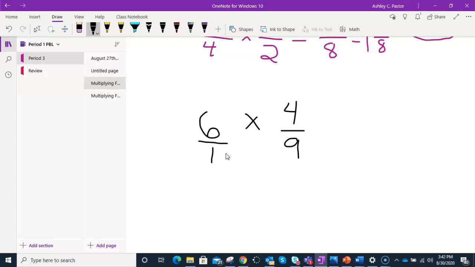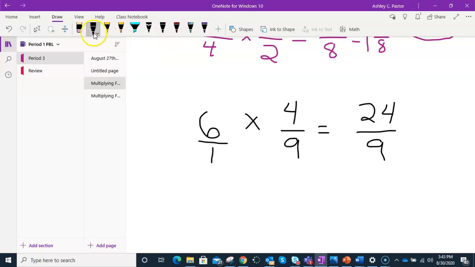So now I'm going to multiply the fractions by doing the same thing I did before, by multiplying the numerators together and then multiplying the denominators together. So 6 times 4 is going to be 24, and then 1 times 9 is going to be 9, right? So again, that gives me this improper fraction. So if it allows you to keep it as an improper fraction, you're going to leave it as an improper fraction.